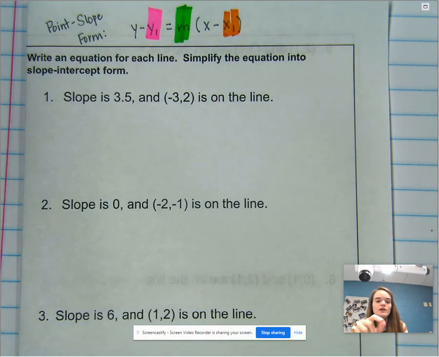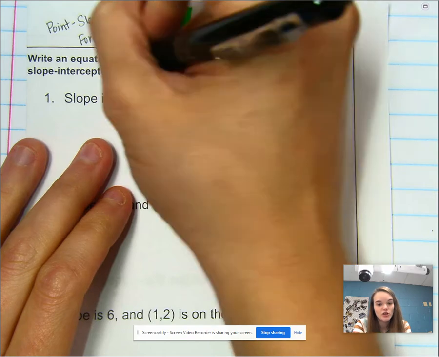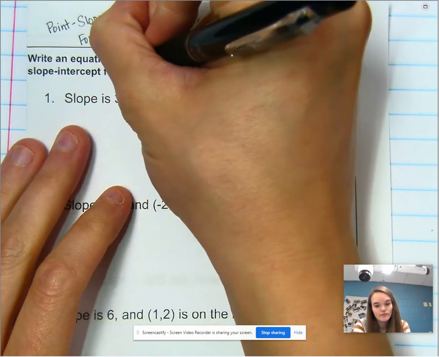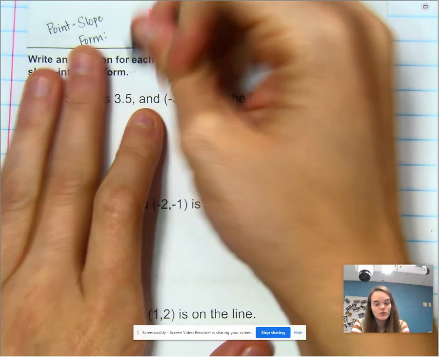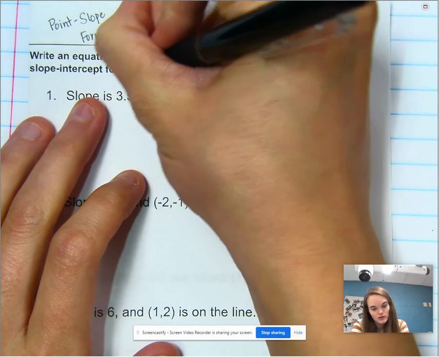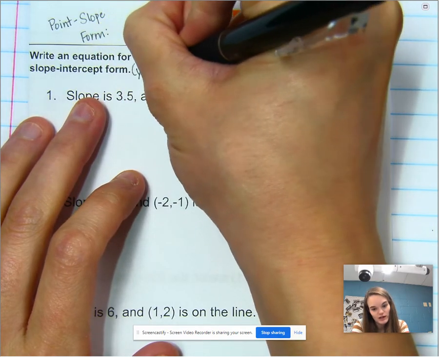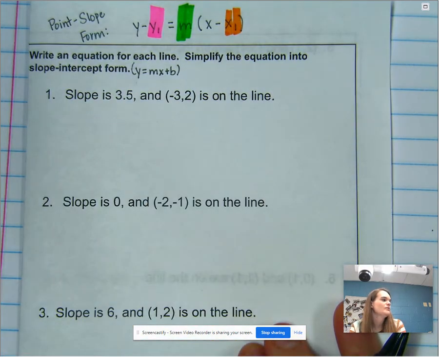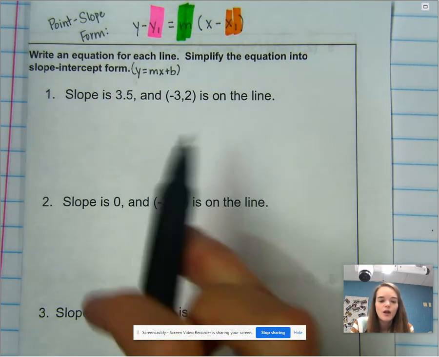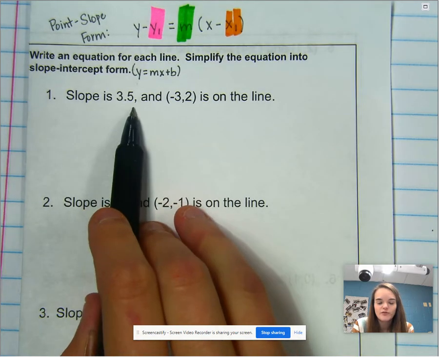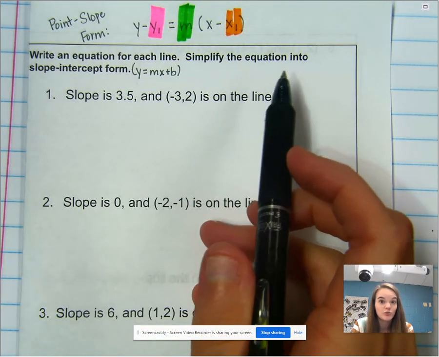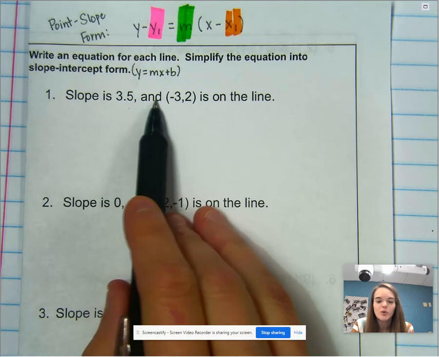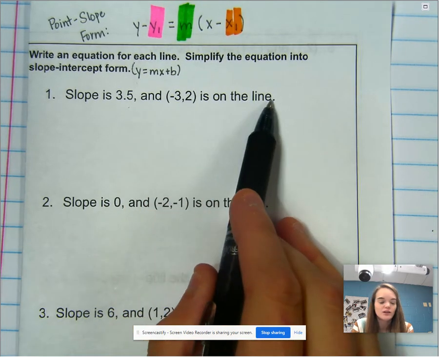Okay, so the instructions say write an equation for each line. Simplify the equation into slope-intercept form. Slope-intercept form is y equals mx plus b. So we have to simplify until it looks like this. Let's read this, highlight our important information, and plug in. Number one says the slope is 3.5, which by the way, you should almost never have a decimal as a slope, you should have a fraction. And the point -3, 2 is on the line.